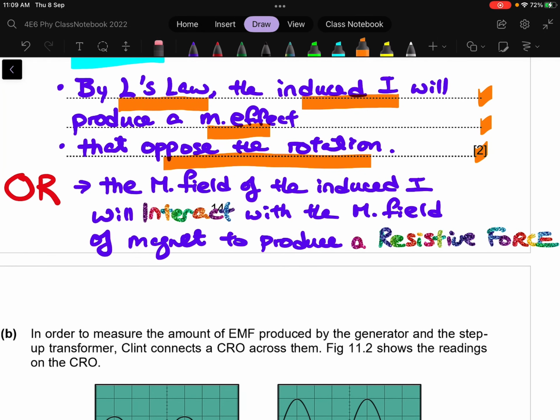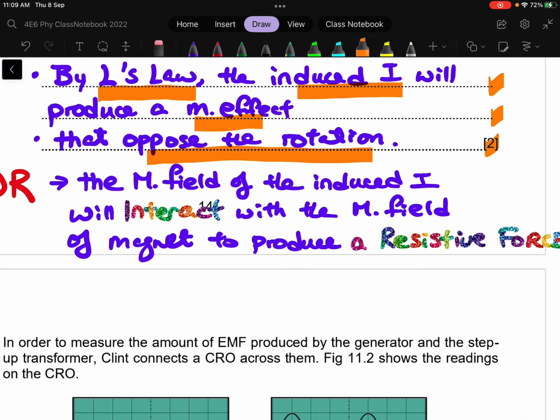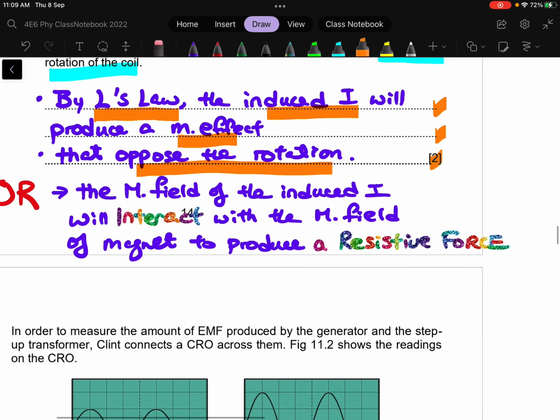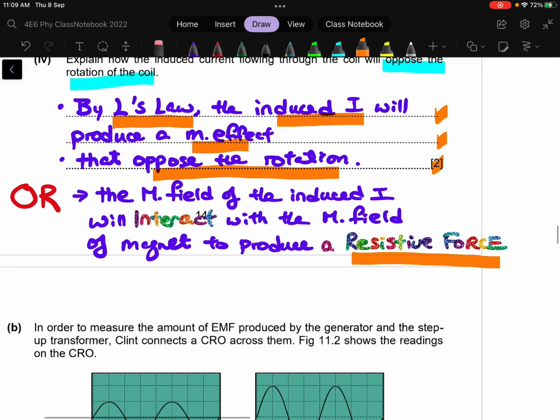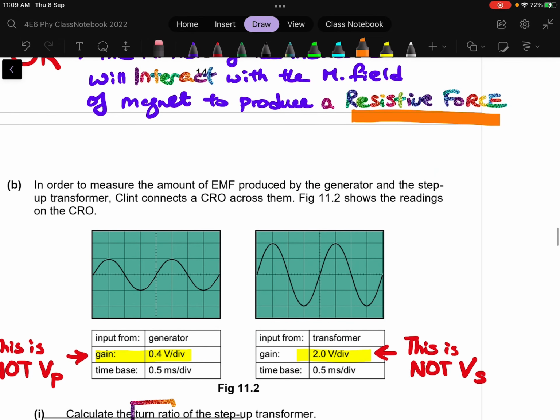Or if you do not want to quote Lenz's law, you can also tell me that since there's an induced current, whenever there's a current, there will be an accompanying magnetic field. So the induced current will produce its very own magnetic field, and this magnetic field will interact with the magnetic field from the magnet, and as a result, it produces a resistive force. You can explain in either way, and I will give you the full score.